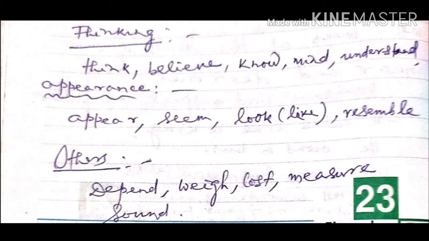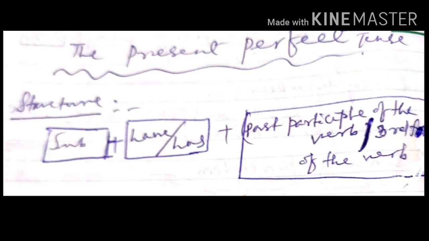These verbs do not take the continuous form or progressive form. For example, we don't say I am seeing, instead, we say I see. The next form, or the third form of present tense, is the present perfect tense form. The structure of present perfect tense is subject plus have verb like have or has plus past participle of the verb, or the third form of the verb.